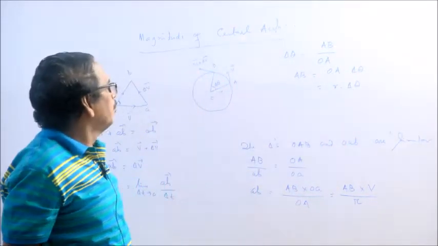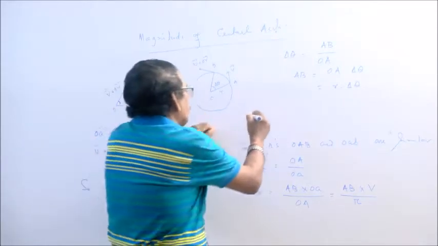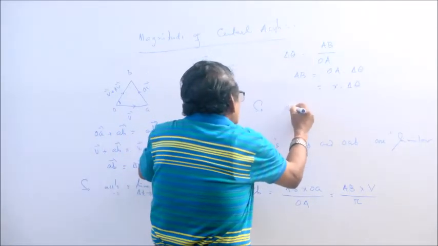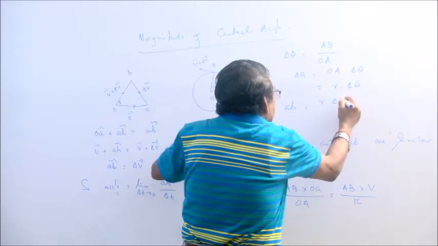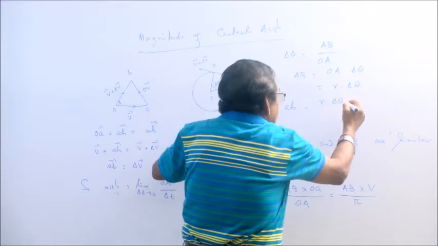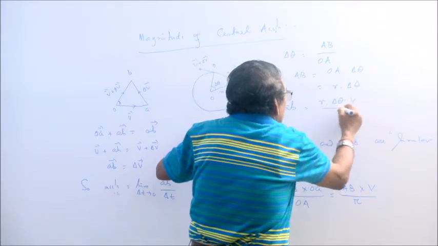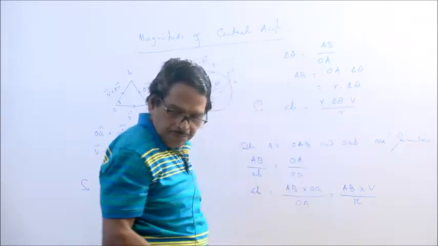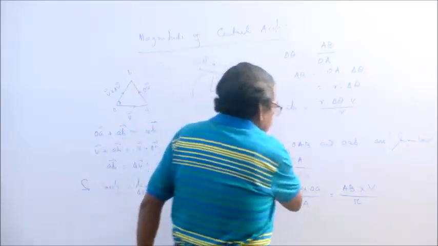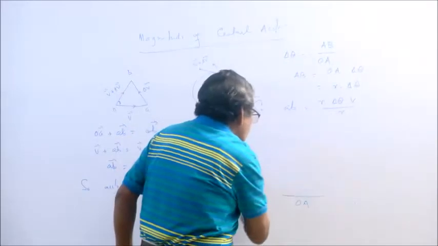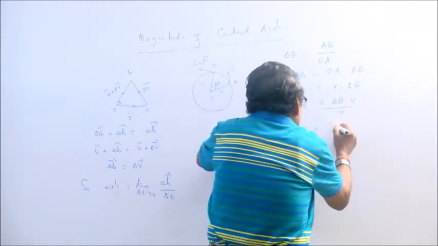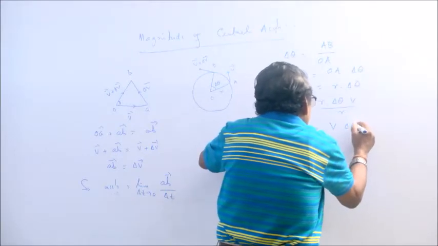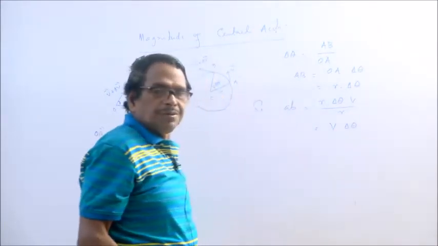Now, let us put the value of AB here. So, small ab is equal to how much? R into delta theta into V by R. That is equal to how much? R cancels, V into delta theta. So, small ab is equal to V into delta theta.